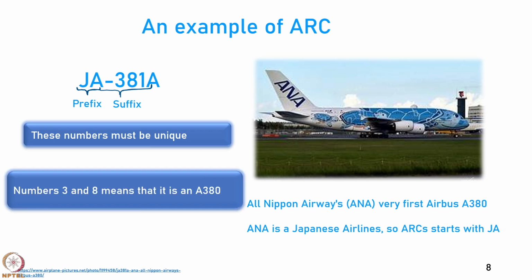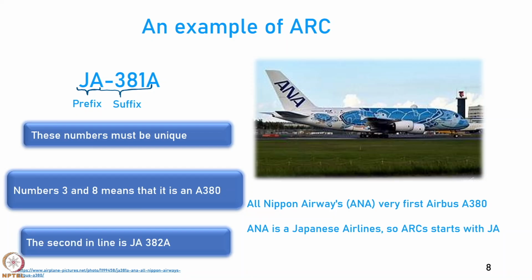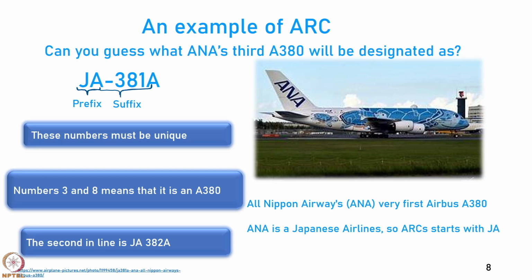Here 3 and 8 represent Airbus A380, and the second Airbus A380 was called 382A, right. So, obviously we can guess that ANA's third A380 will be called JA383A.